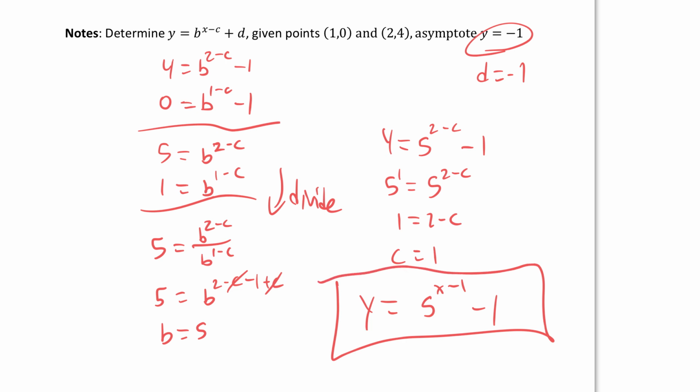And if you wanted, you could check this on Desmos. It would indeed go through these points and have the following asymptote.